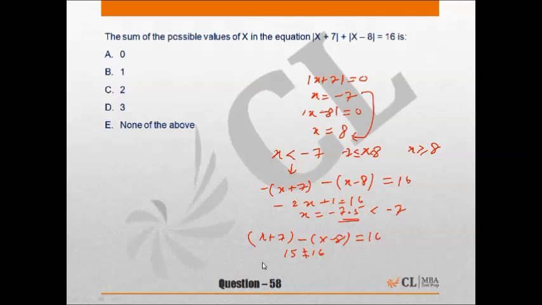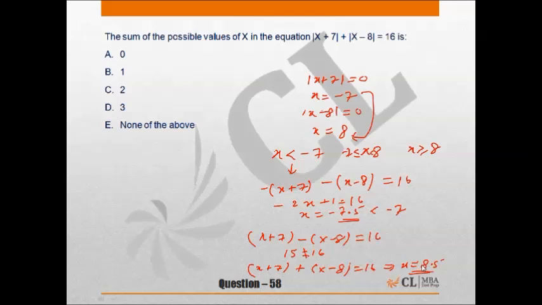Now let's move to the last case when x is greater than or equal to 8. In this case we get mod of x plus 7 as x plus 7, which is with positive sign, and similarly mod of x minus 8 will be x minus 8, and the sum equals 16. From here we get x equals 8.5.